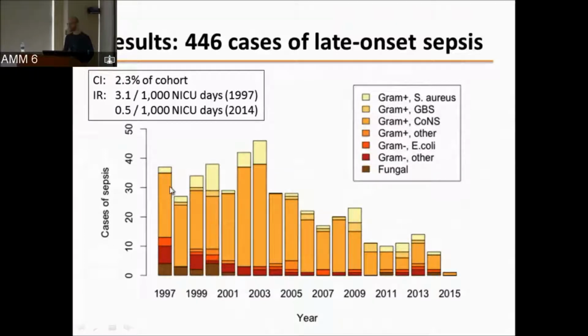The proportion, though, of the organisms has stayed more or less consistent over time. So even though the number of cases has declined over time, the proportion of organisms contributing to those cases has more or less remained consistent.